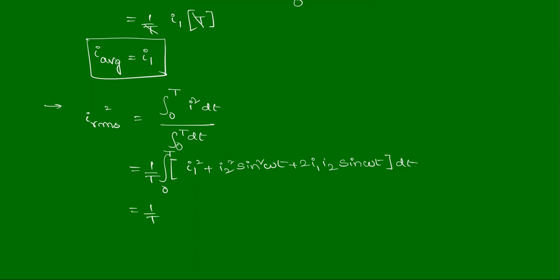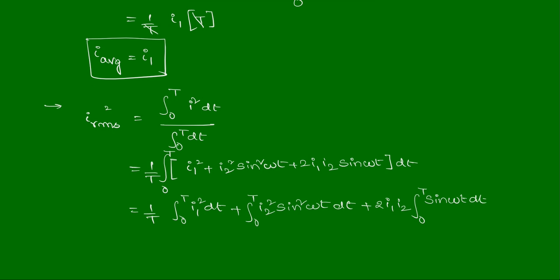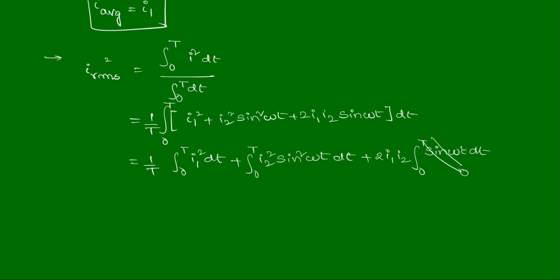So that is 1 by T integration of 0 to T I1 square dt plus integration of 0 to T I2 square sine square omega t dt plus 2 I1 I2 integration of 0 to T sine omega t dt. And over a complete cycle this is 0. So now we are having only two functions.